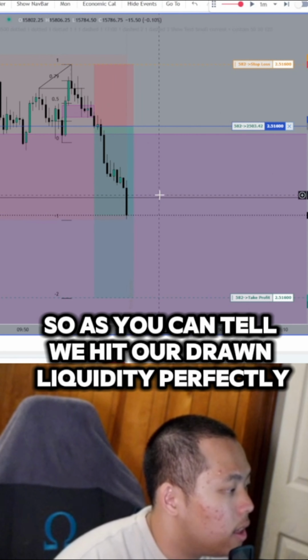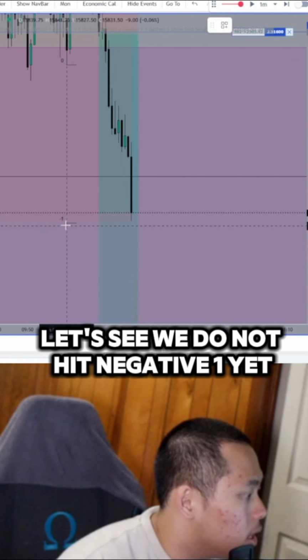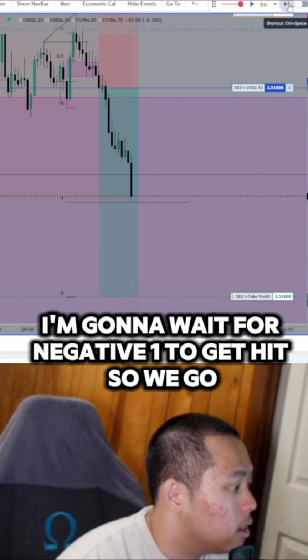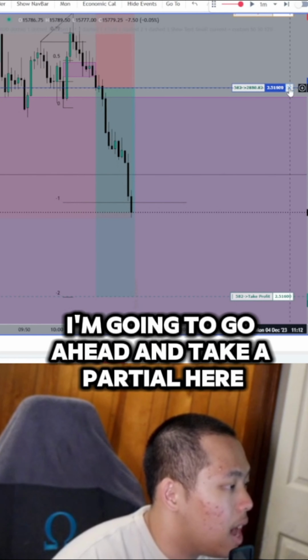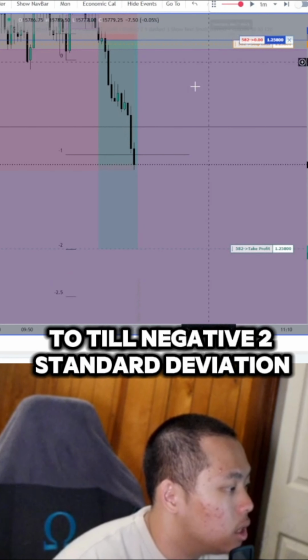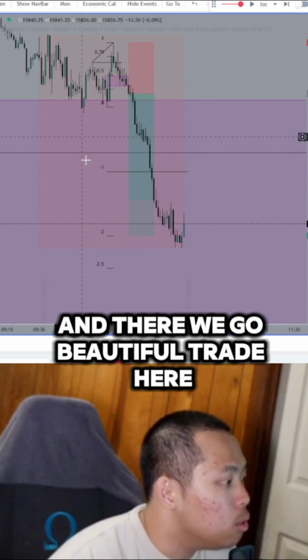As you can tell, we hit our draw on liquidity perfectly. Did we hit -1? Let's see. We do not hit -1 yet. I'm going to wait for -1 to get hit. So here we go. We hit -1. I'm going to go ahead and take a partial here and leave my last runner till -2 standard deviation. And there we go. Beautiful trade here.